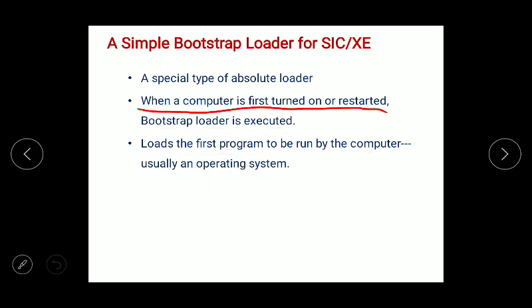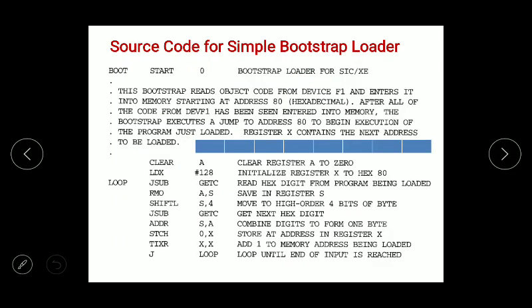Let us consider this Bootstrap Loader with the help of an example. This is the source code for a simple Bootstrap Loader. Bootstrap Loader, starting address 0, for SIC/XE. So what does it do? This reads object code from the input device F1 and enters it into the memory starting at address 80. That is 80 in hexadecimal.